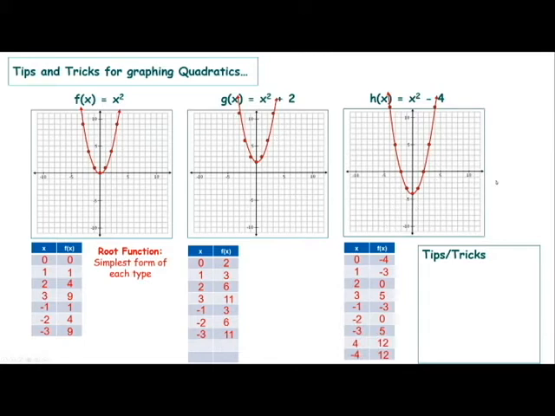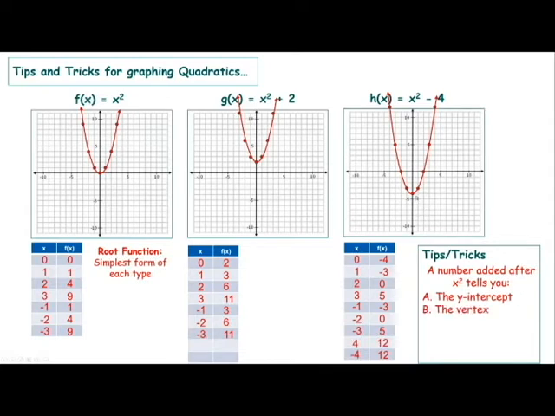Let's talk about tips and tricks. If I add a number after my x squared, can you tell what's happening to my parabola? Well, hopefully you realize, number one, this number right here tells you what your y-intercept is. Notice I'm crossing at 2. Notice here I'm crossing at -4. Notice here I'm crossing at +0. As long as all you have is a plus or minus value at the end, it's always going to tell you where the y-intercept is.